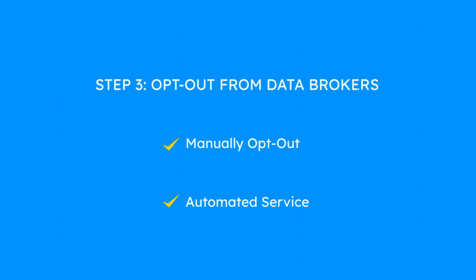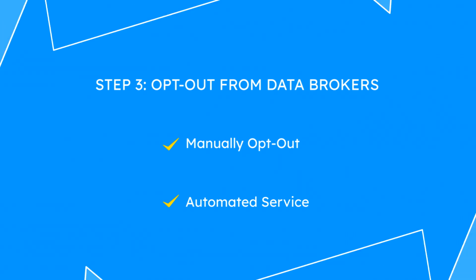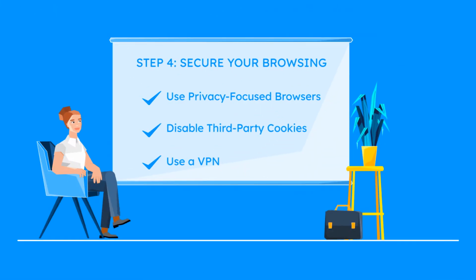Step 3. Opt out from data broker sites. Manually or through services, you can remove your data. Step 4. Secure your browsing. Use privacy-focused browsers and disable third-party cookies.